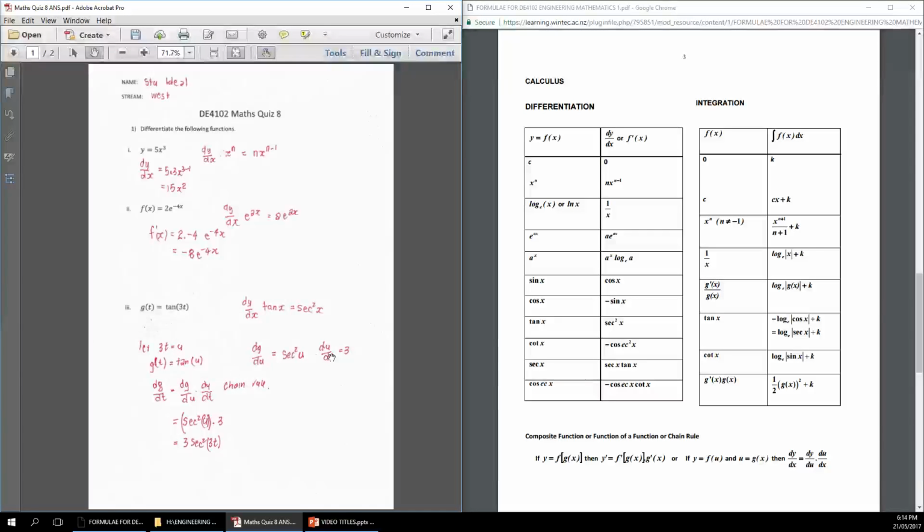3t is there. So that's pretty simple stuff. So now put it all together. We get sec squared u, all in brackets, dot 3, and that equals 3 sec squared 3t. And that's the answer. And we used the chain rule. It's very simple, but we used the chain rule.